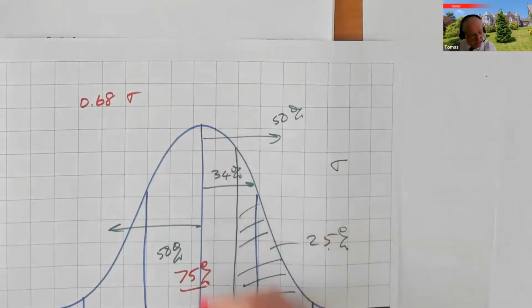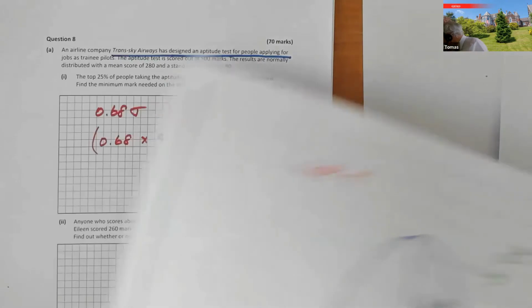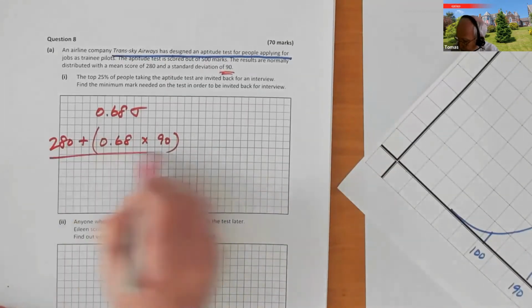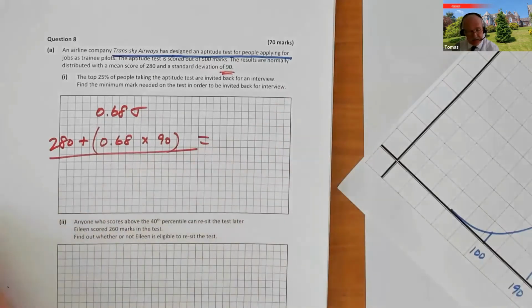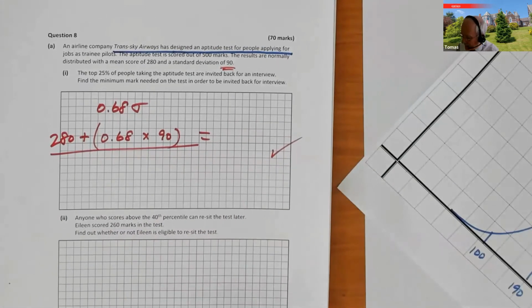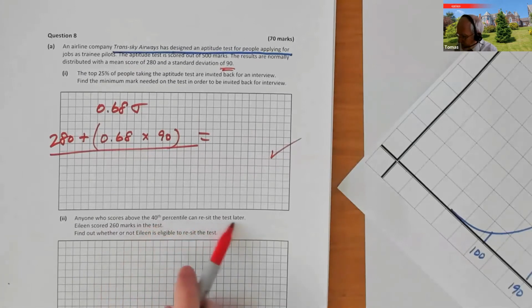Above the mean, so the mean is 280. 280 plus this. And whatever that turns out to be, that's the top 25% of the people. So that's the first part. The second part, anyone who scores above the 40th percentile can resit the test later.